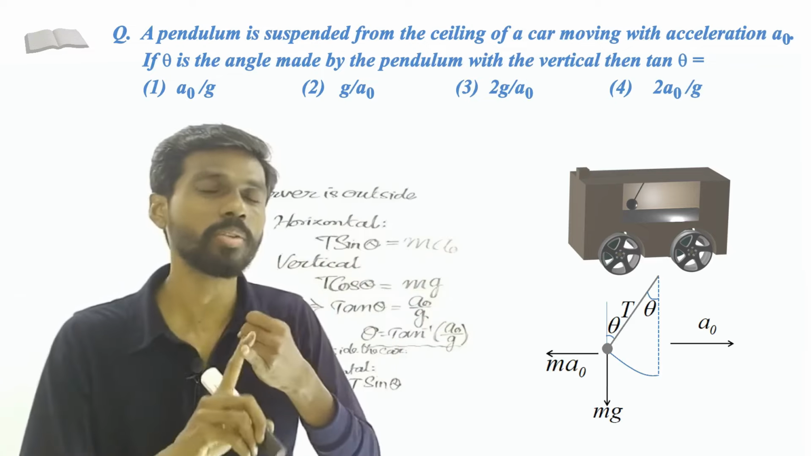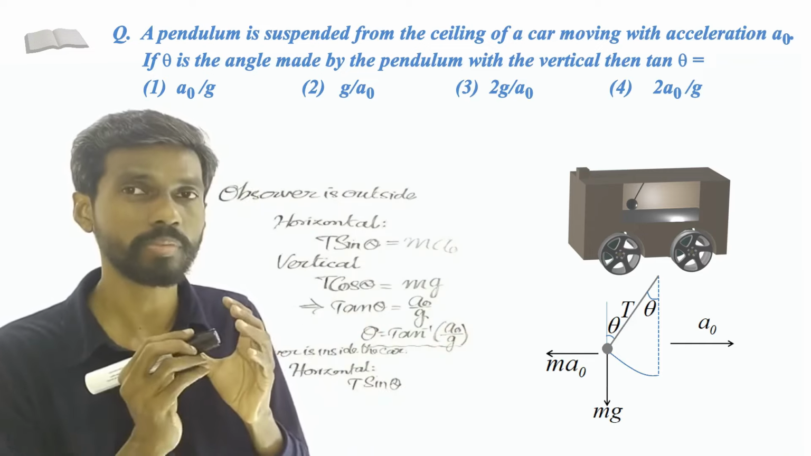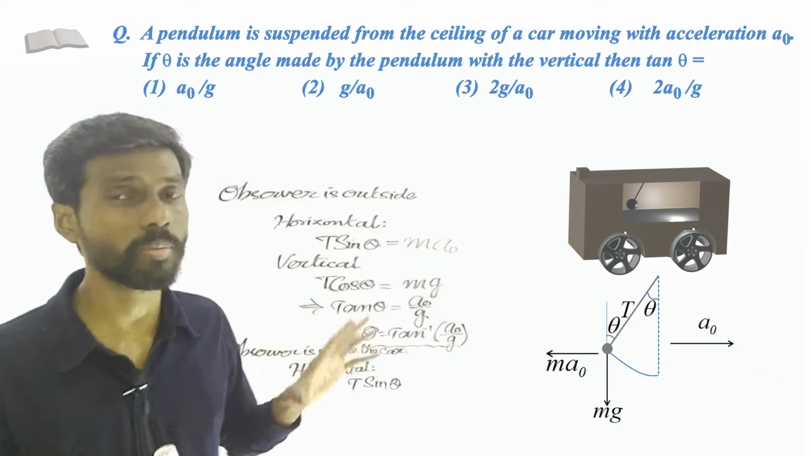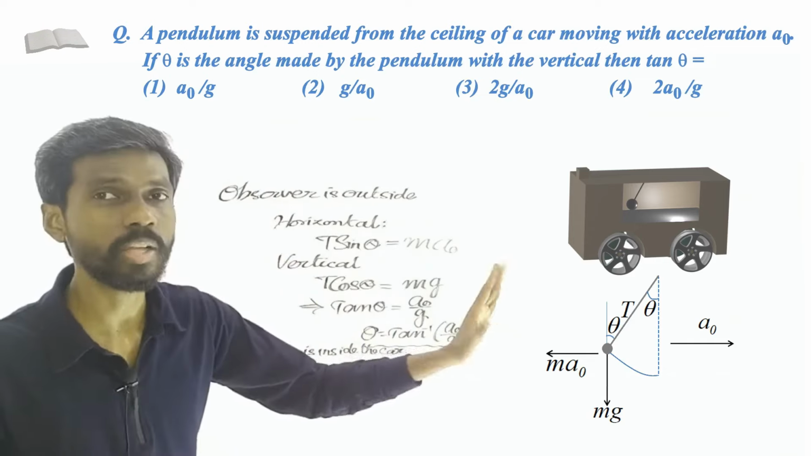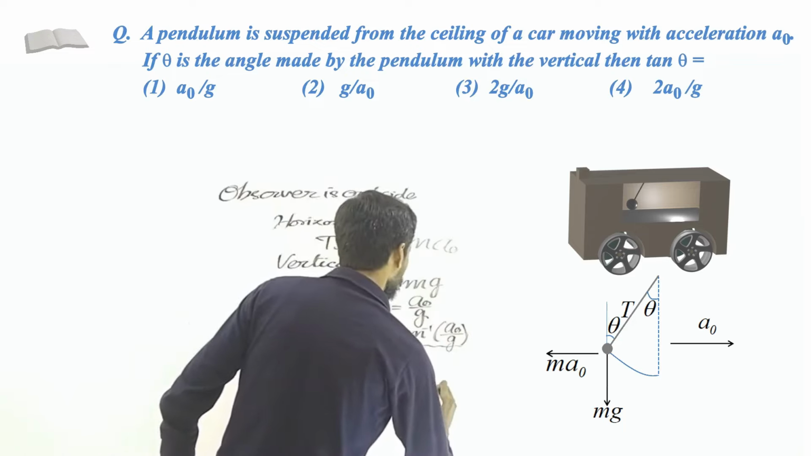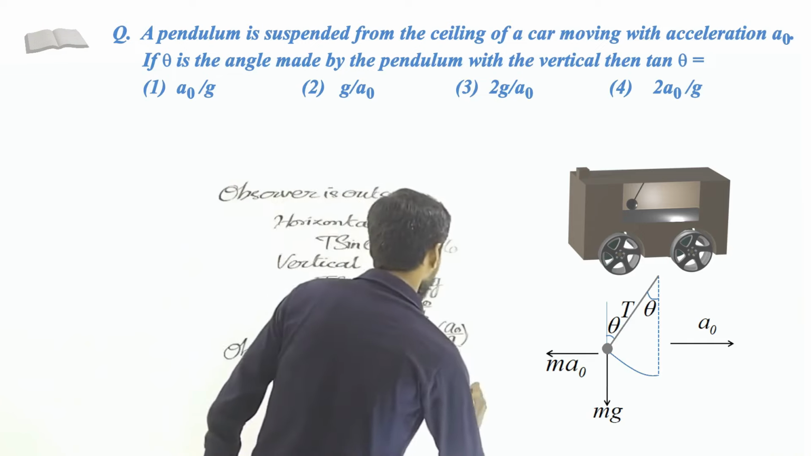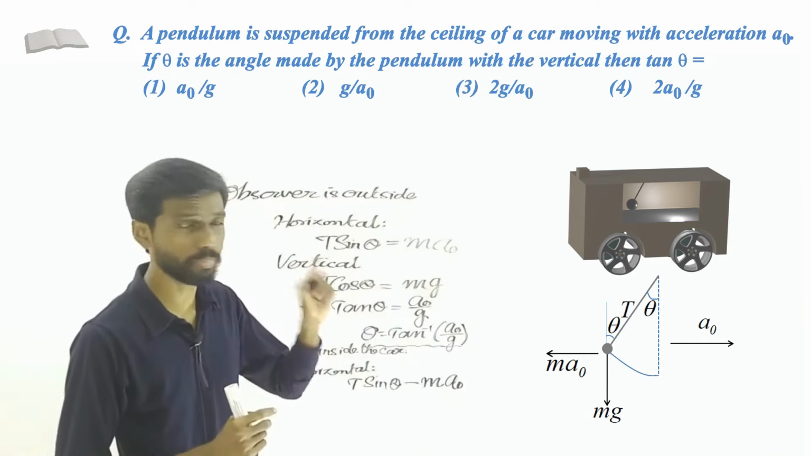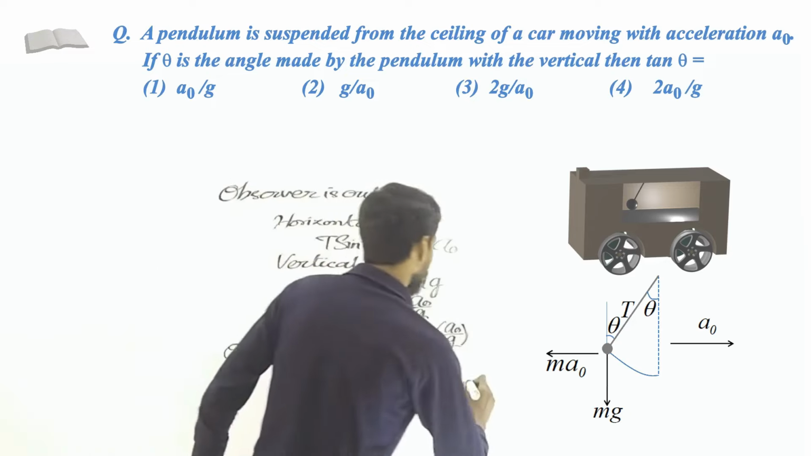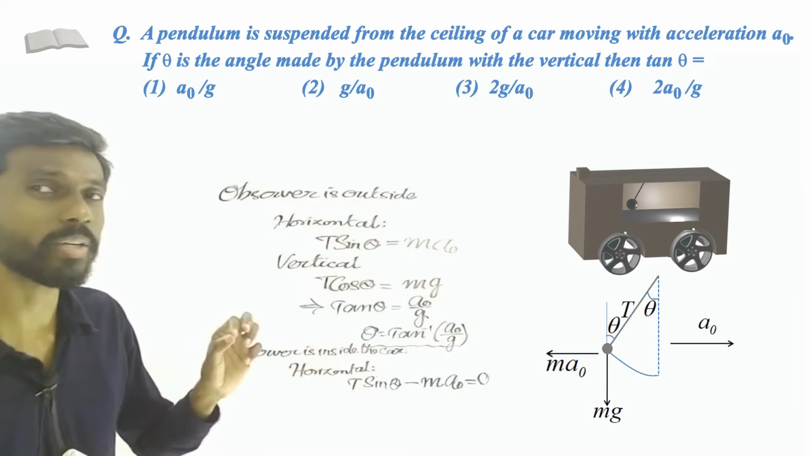We know that the magnitude of pseudo force is the mass of the object multiplied by the acceleration of the observer. The direction is opposite to the direction of motion of the observer. Observer is moving in this direction, so the pseudo force will be in the opposite direction. That means minus m a0. This is the total force acting on this pendulum. According to that observer, this must be equal to 0 this time, because for him the pendulum is at rest.